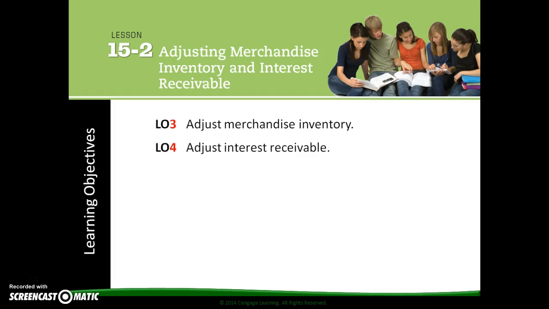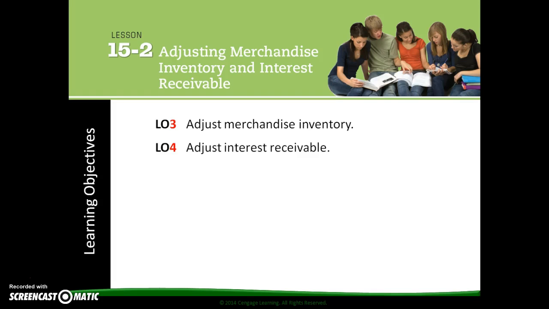Remember, we are currently in Chapter 15, and Chapter 15 deals with the adjusting entries in a trial balance for a merchandising business. So we are getting close to the end of the accounting cycle for a merchandising business. As we look at Lesson 2, you can see that we're going to be adjusting merchandise inventory and interest receivable.